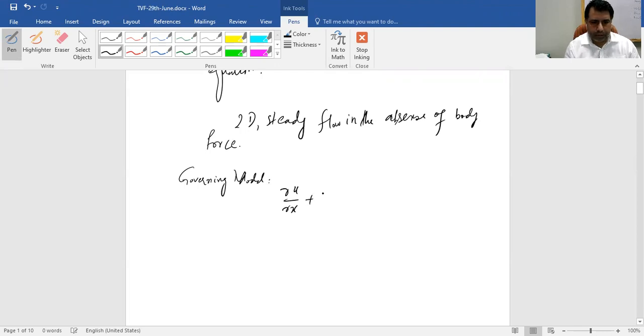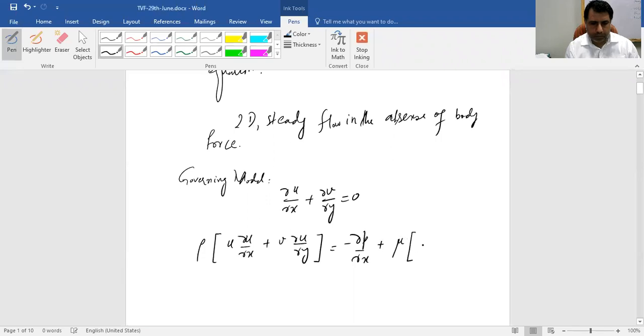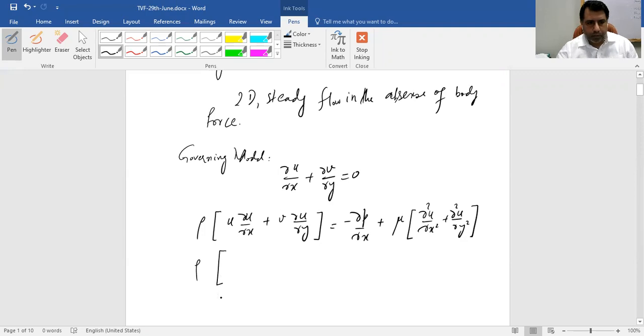partial u by partial x plus partial v by partial y equals 0, which is the continuity equation, and then rho u partial u by partial x plus v partial u by partial y is equal to minus partial p by partial x plus mu times Laplacian of u. So these are dimensional equations. We will have to convert them into dimensionless form. So we want to get rid of the dimensions and units and other things.